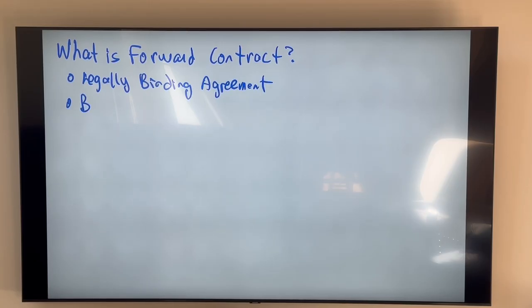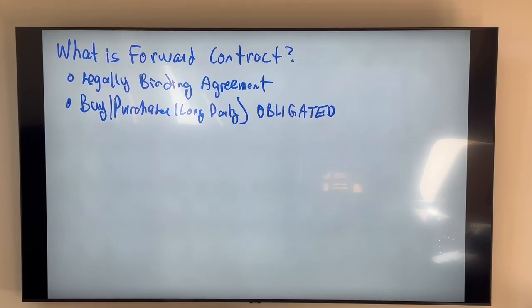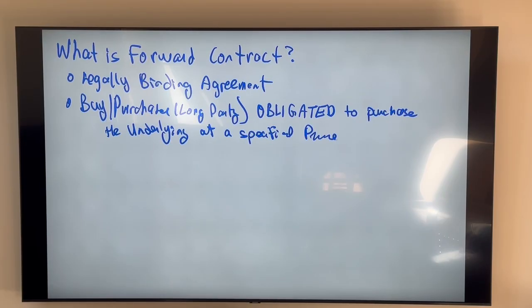So the buyer or purchaser, which is also referred to as the long party, is obligated to purchase the underlying at a specified price on a certain date in the future, right?